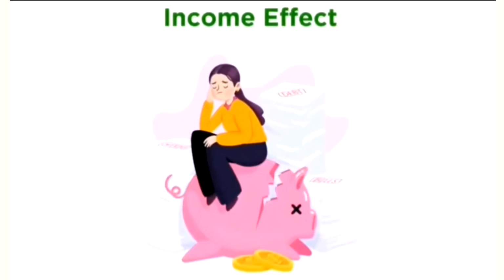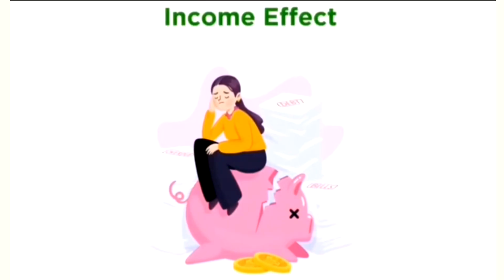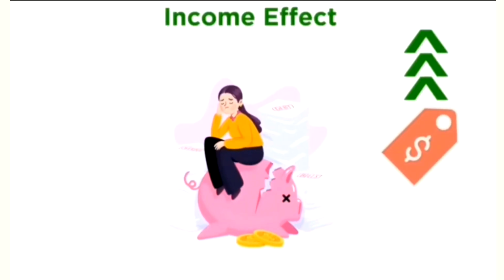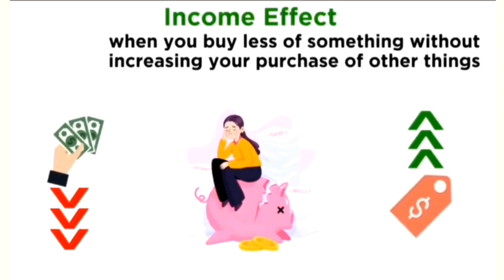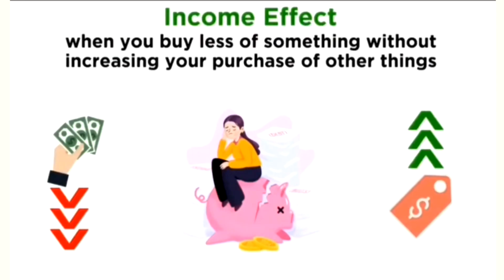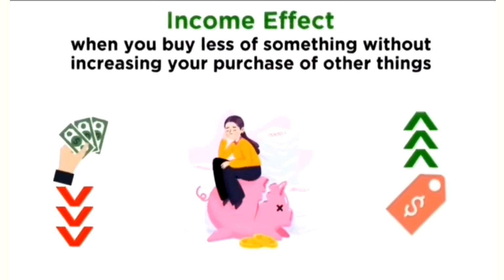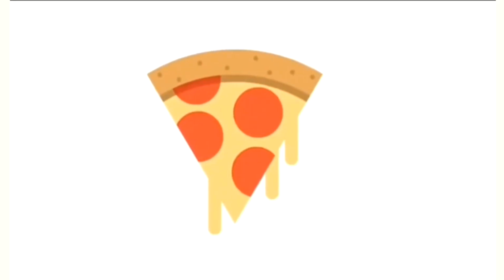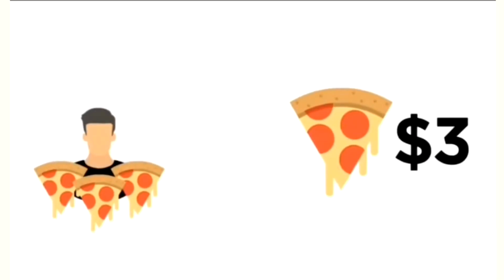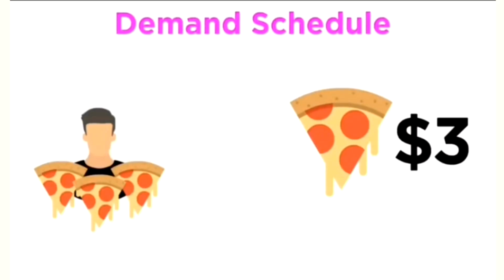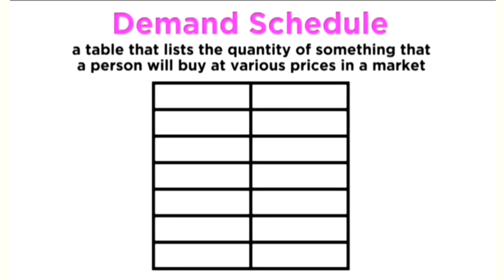The income effect: rising prices make us all feel poorer. When prices rise, we cut back on what we buy if our income does not go up. When you buy less of something without increasing your purchase of other things, that is the income effect. So if the price of a slice of pizza goes from $2 to $3, you might buy only 3 slices instead of 4.